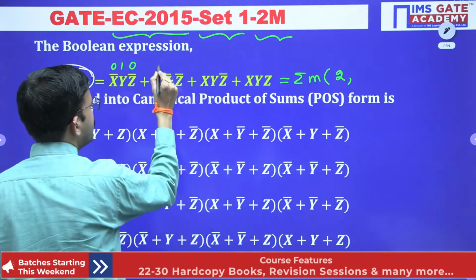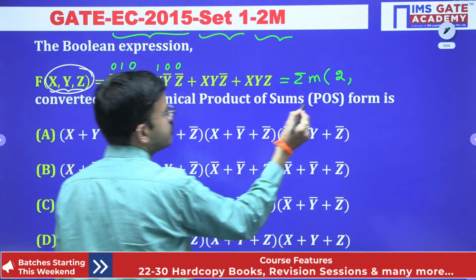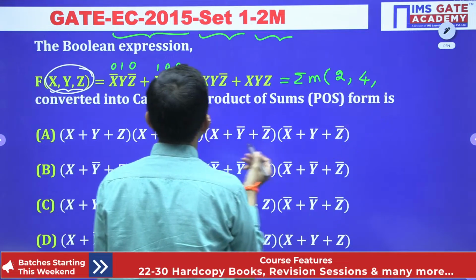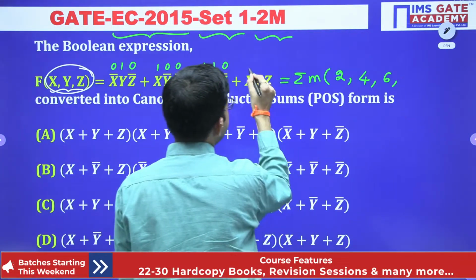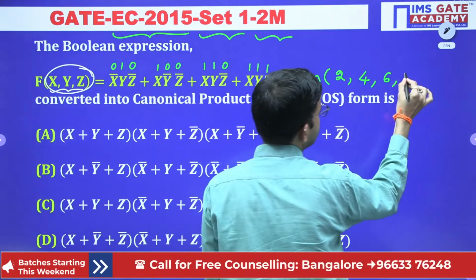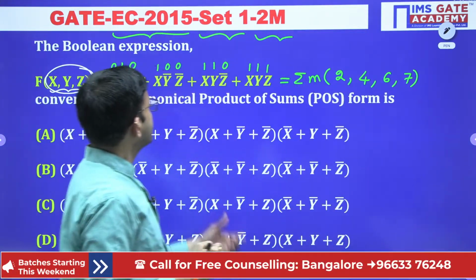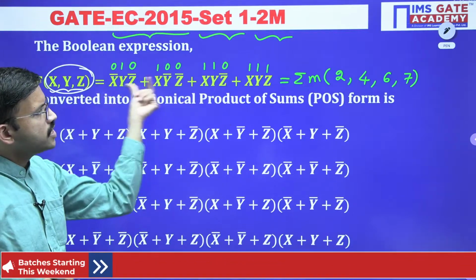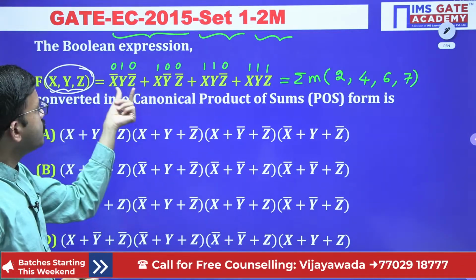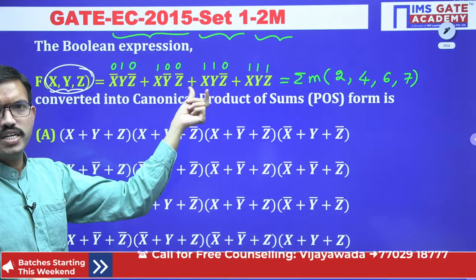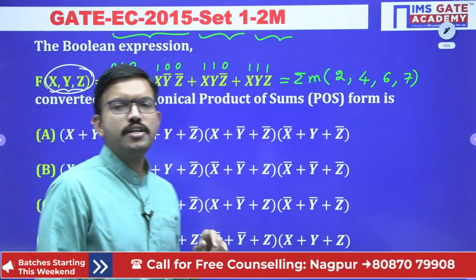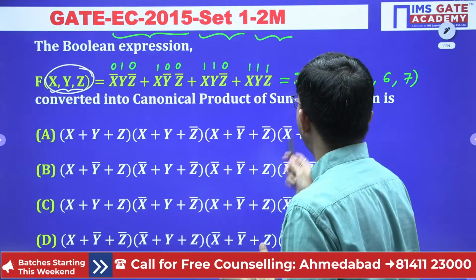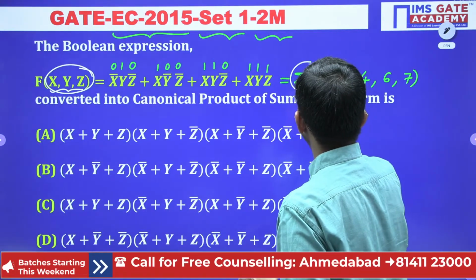Next, 1, 0, 0 is nothing but 4. Then 1, 1, 0 is nothing but 6. Then 1, 1, 1 is nothing but 7. So, just by observing that the given function is in sigma m form, you are having 4 min terms. So for this question, the number of min terms are 4.